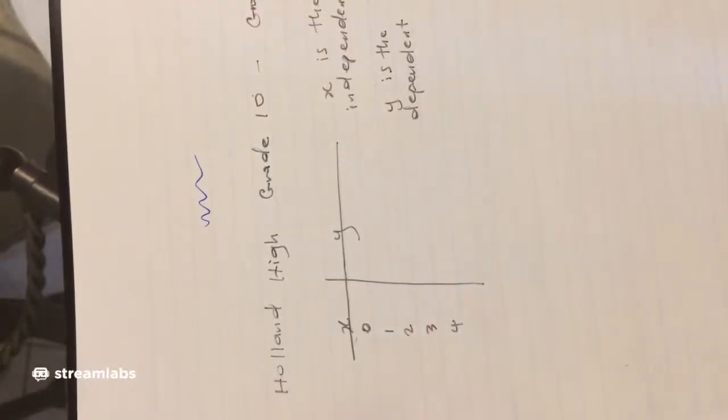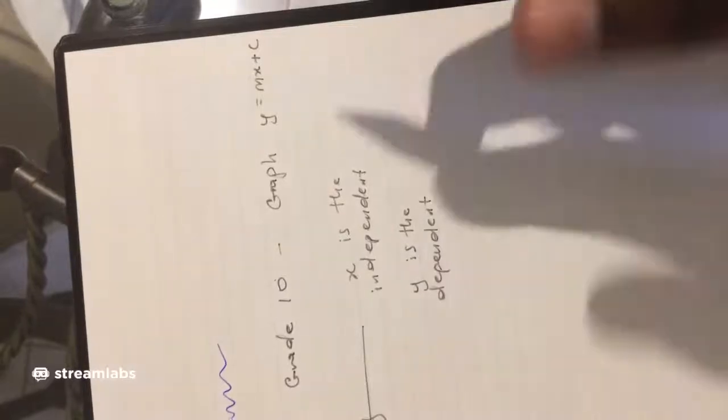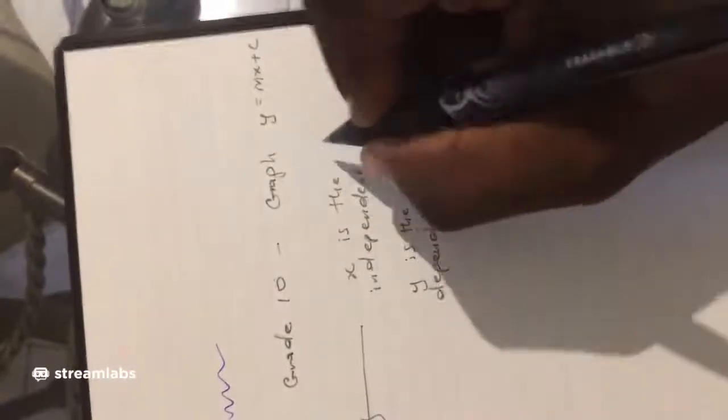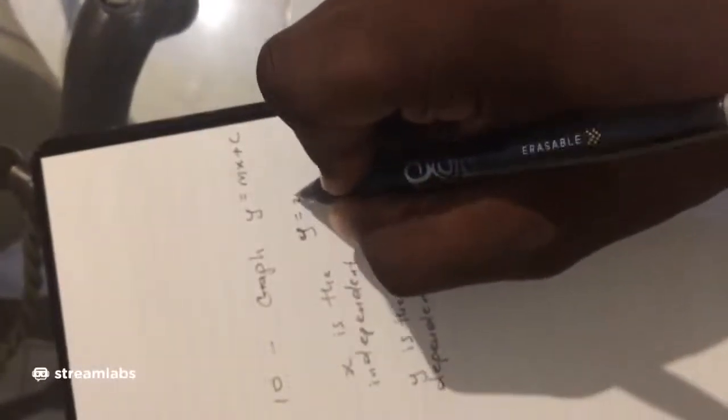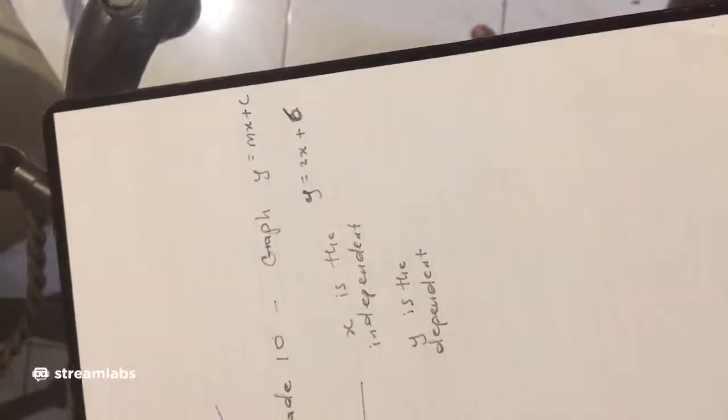So we have the values of 0, 1, 2, 3, 4. Normally, when we're given a graph of the form y equal mx plus c, we're given a gradient. So let's say we're using the function y is equal to 2x plus 6. This is how the graph normally looks. So whatever the value of x is, y is going to be dependent on that value.